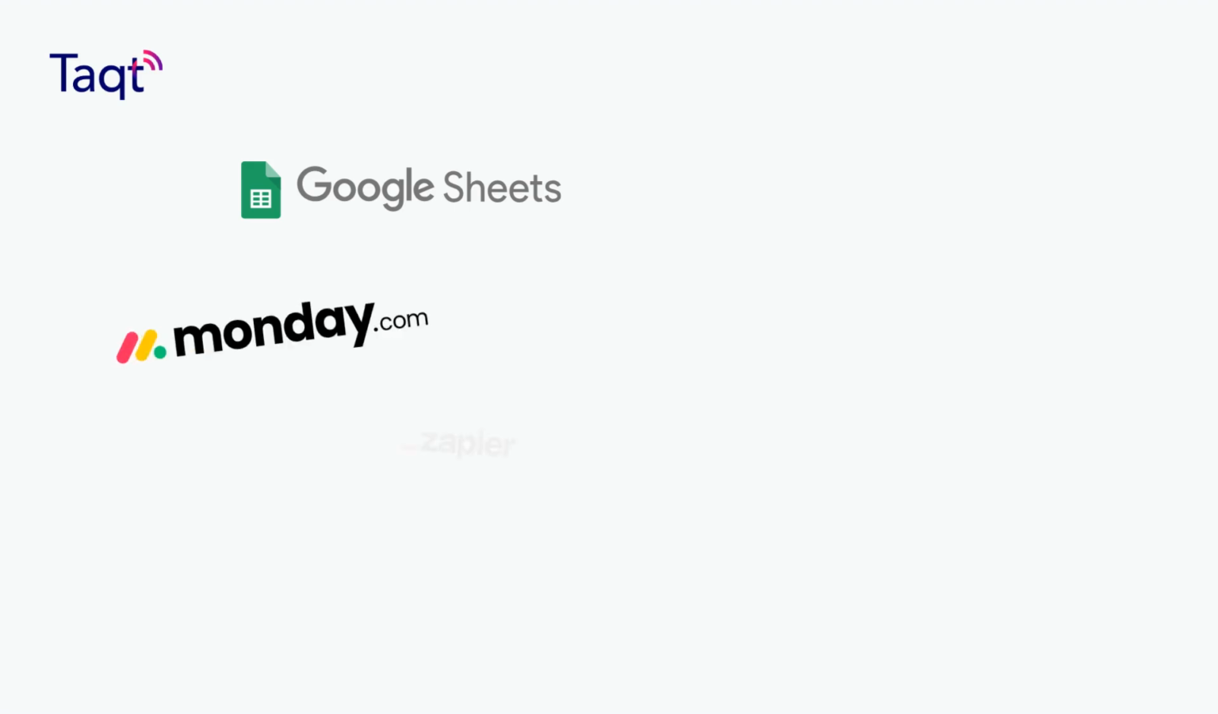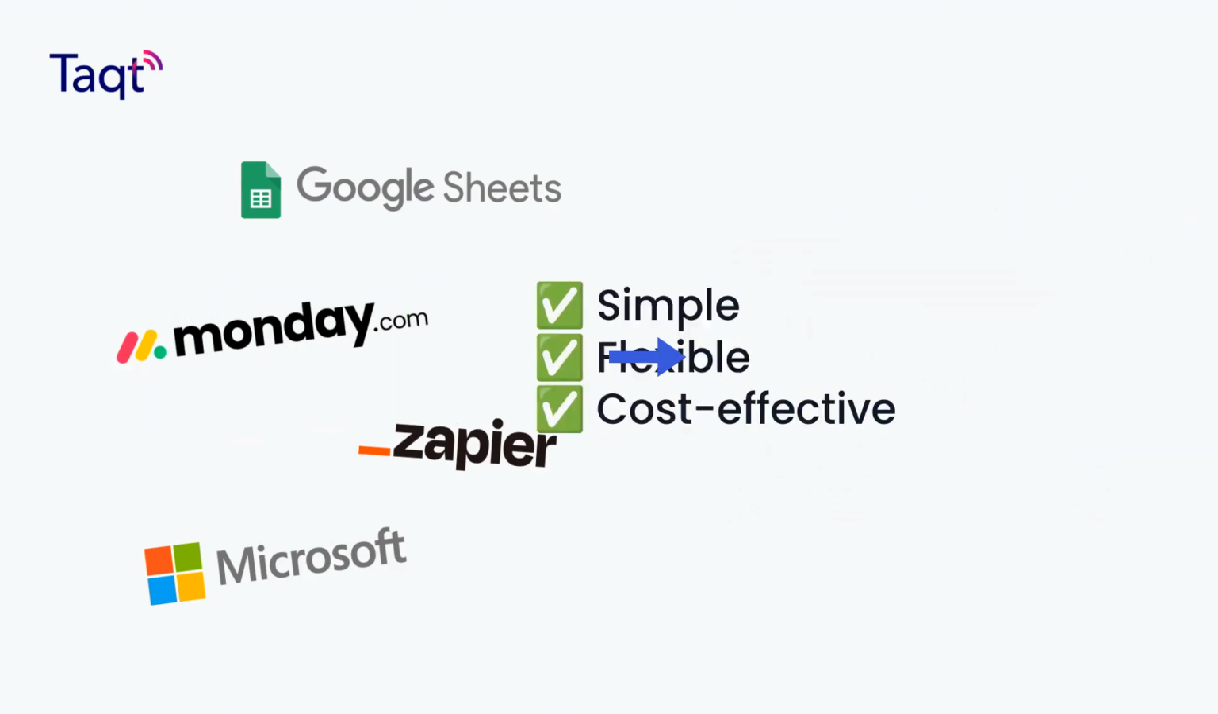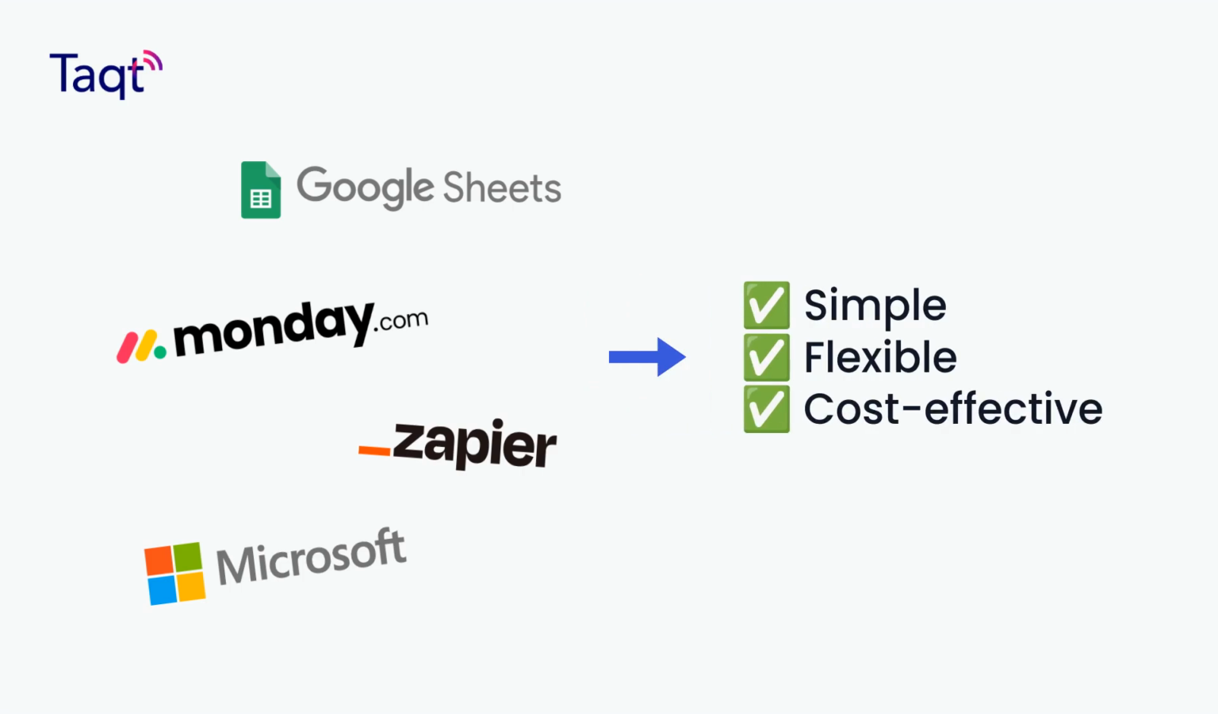Now that you know how to send data to your Google Sheets doc, you can now create dispatches from your QR codes directly to Monday.com, Zapier, and even Microsoft tools with Ubiqod, the cloud platform for on-site management. It's a simple, flexible way to track your on-site data without breaking the bank.